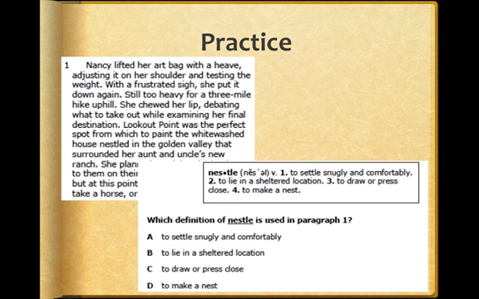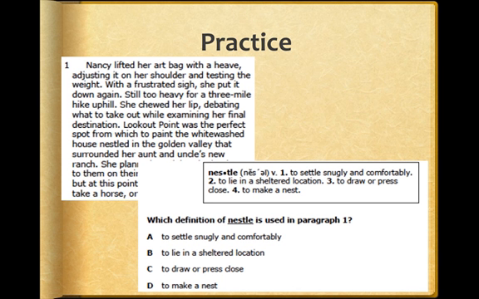Pause the video and work with your partner to find the answer. Yes, you are on a roll. The answer is B. To lie in a sheltered location.